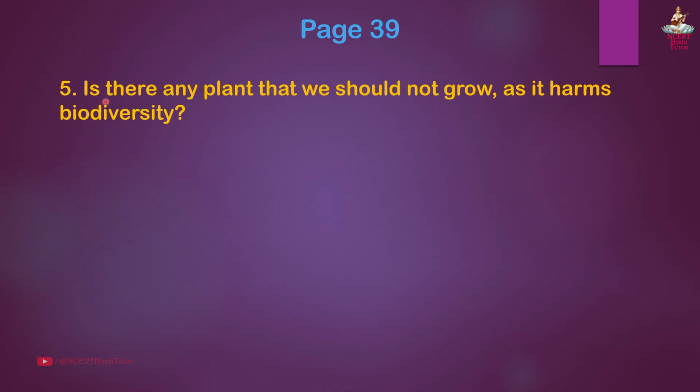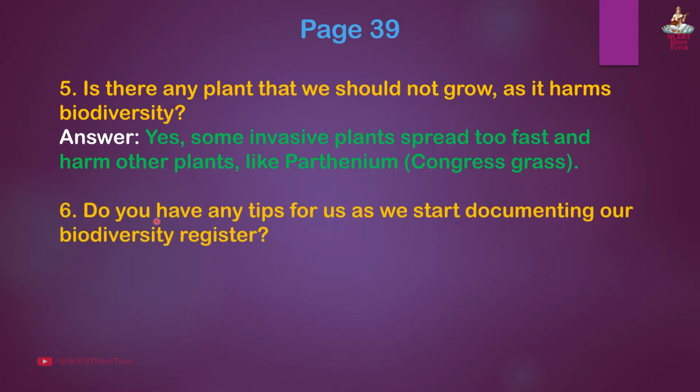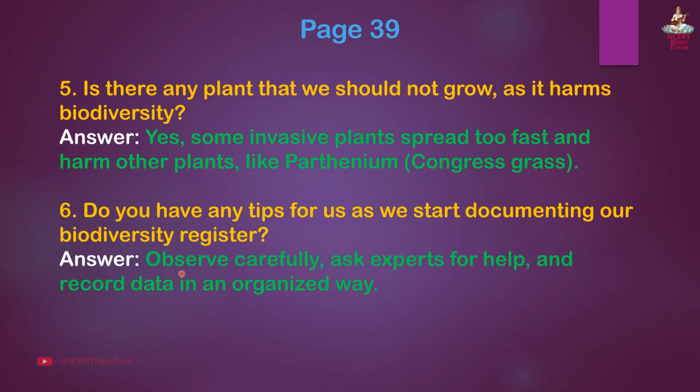Question 5. Is there any plant that we should not grow as it harms biodiversity? Answer: Yes. Some invasive plants spread too fast and harm other plants, like Parthenium, that is Congress grass. Question 6. Do you have any tips for us as we start documenting our biodiversity register? Answer: Observe carefully, ask experts for help and record data in an organized way.